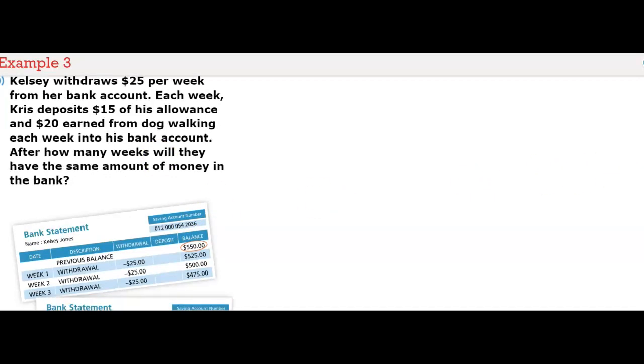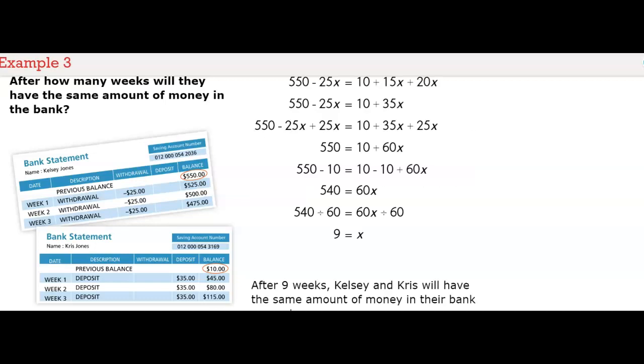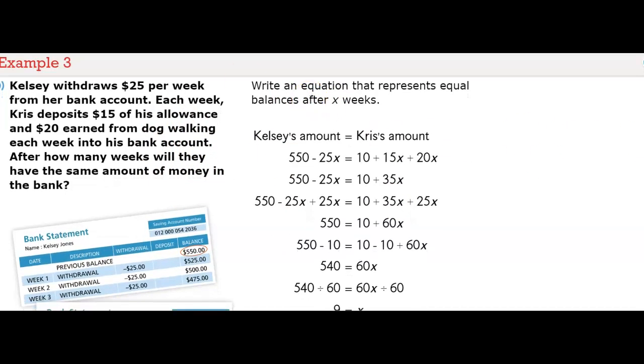So we have this bank statement, and it shows all this good information that we're going to use. The equation we're going to write is going to include x because that's going to be our weeks that they are earning money. So Kelsey earns or withdraws $25 per week. So we have $550 because based on her statement, this is Kelsey's, she started with $550. And then we're subtracting the $25 she withdraws every week.